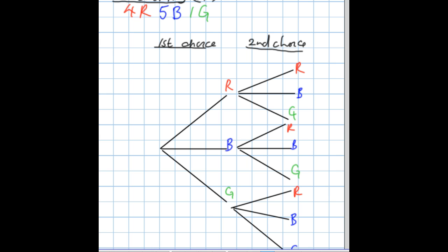So let's put the probabilities in. If we draw a red ball out, there's 4 out of 10. Drawing out a blue ball, there's 5 blue balls out of 10. And drawing out a green ball, there's only 1 out of 10.